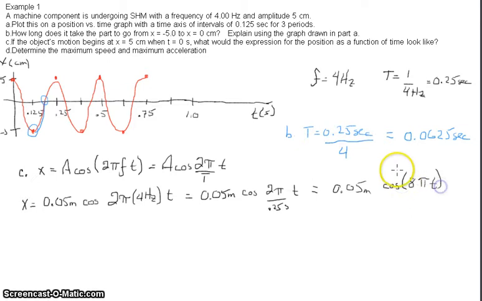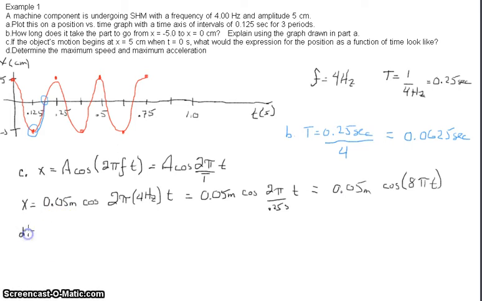Now, if we look at all these expressions, they all represent the same answer. So it doesn't matter whether you represent it like this, or like this, or like this. They're all essentially the same expression representing the position as a function of time.